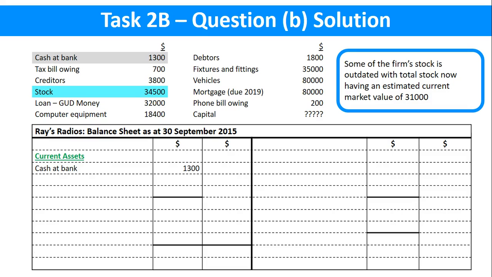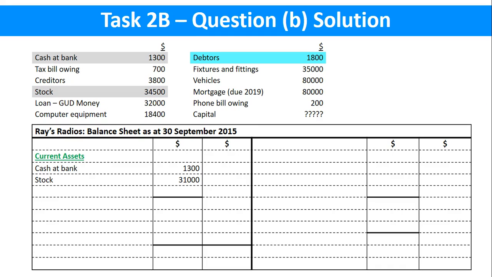Remember, the amount is not $34,500. We are told some of the stock is old and has a current market value now of $31,000, and we're also told that this business applies the conservatism principle, so it's going to recognize an expected loss. So in this case, we would actually value that stock at $31,000. Debtors or accounts receivable, either term's fine. We're going to put that in for $1,800. And that is all the current assets, so we'll total them up in the right-hand column there and get a total of $34,100. Let's now go and tick off all the non-current assets.